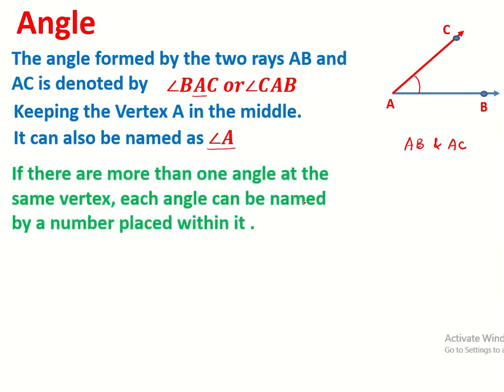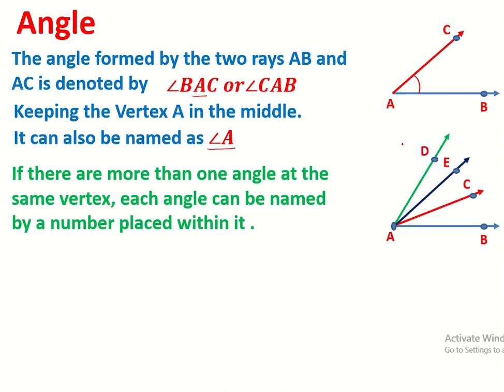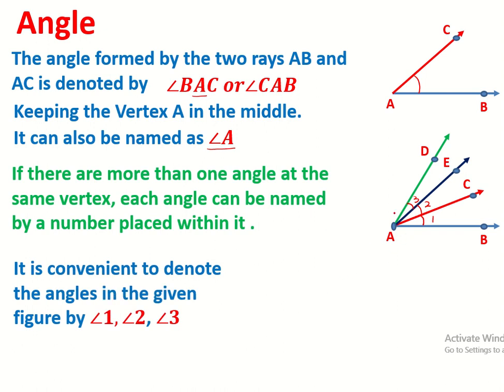Now, if there is more than one angle at the same vertex, just like here in this figure, where we have many angles at the same vertex, then at that time we can name these angles by simply writing a number placed within these arms, just like here 1, 2, and 3. So we can name these angles as angle 1, angle 2, angle 3 for our convenience.